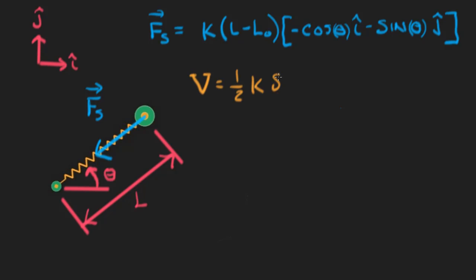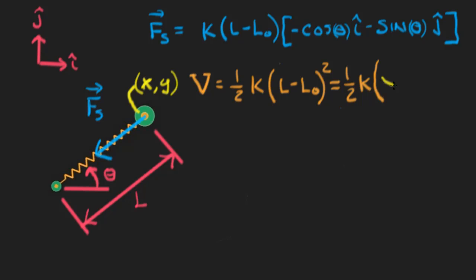And for that spring that just moves in one direction, it's 1/2 k times the amount of stretch squared. But here, of course, the stretch is L minus L0. So we'll rewrite this potential energy as 1/2 k. Now I'll use the coordinates of the endpoint of the spring. We'll call those coordinates x and y. So my length is the square root of x squared plus y squared. We subtract off the natural length of the spring, and there it is.